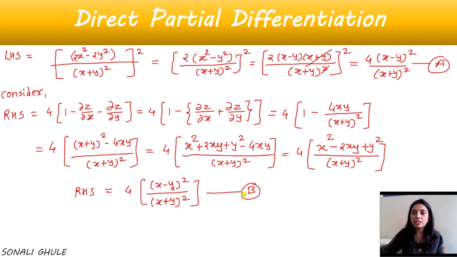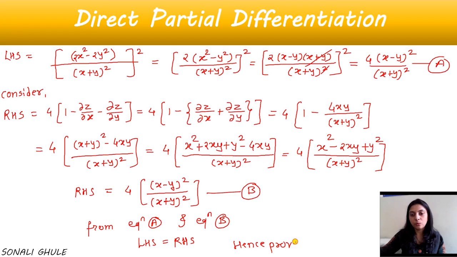Now you can yourself check from equation A and from equation B. Both the values are same. So I can write here from equation A and equation B, left hand side is equal to right hand side, and hence proved.